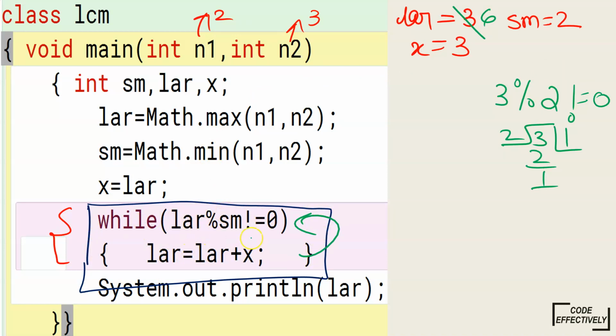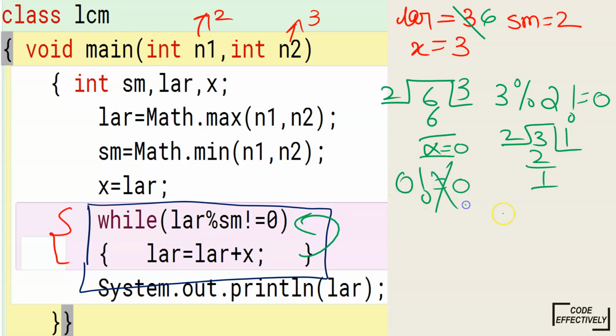Again it will check lr modulus sm not equal to 0. sm is 2 and the new value of lr is 6. Now 6 divided by 2 gives 3 and the remainder is 0. So 0 is not equal to 0 is false, the condition comes out to be false. Now System.out.println lr, and the value of lr is 6, so it will print 6. And we know the LCM of 2 and 3 is 6, so we got the output.